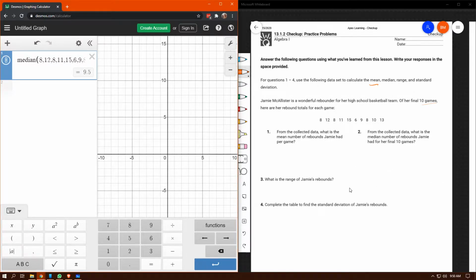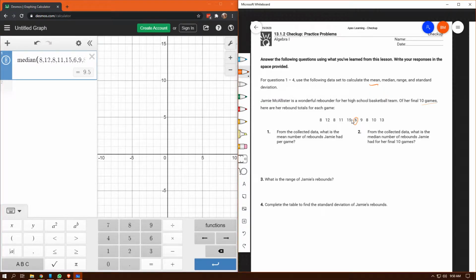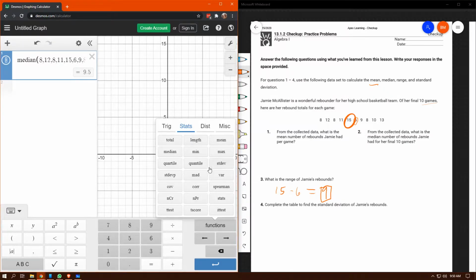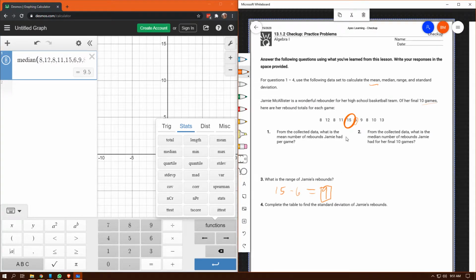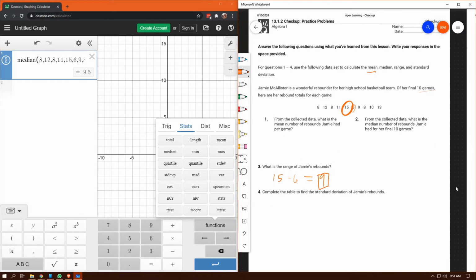Now what is the range? I need to find the smallest. So 6 is my smallest. I need to find my biggest. 15. So I have my biggest and my smallest. I do 15 minus 6, and I get 9. All right, so I find the biggest number, I find the smallest number, subtract them, and that number is my range. I don't even know if there's a range option, and I don't think you need one anyways. So find the biggest, find the smallest, subtract, there's your range.